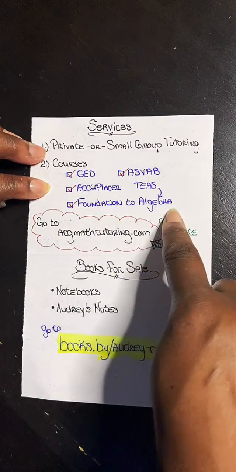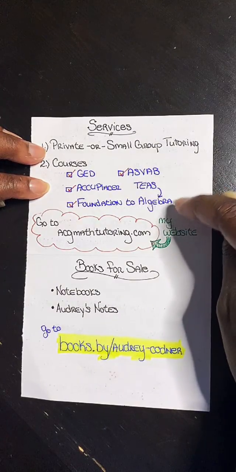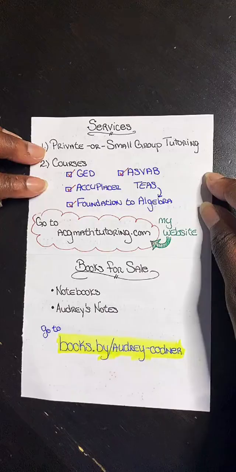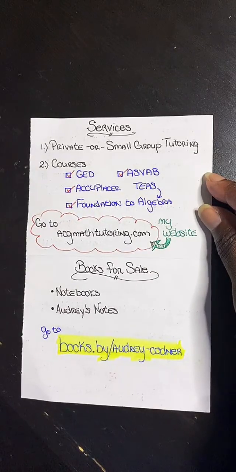Okay, but these are the courses that I currently have. I have my GED, my ASVAB, AccuPlacer. If you're in TEAS or IBEW, like you're trying to be an electrician apprentice, and you need just the algebra components, you can also go into that foundation of algebra. I have 2 people that passed the exam.